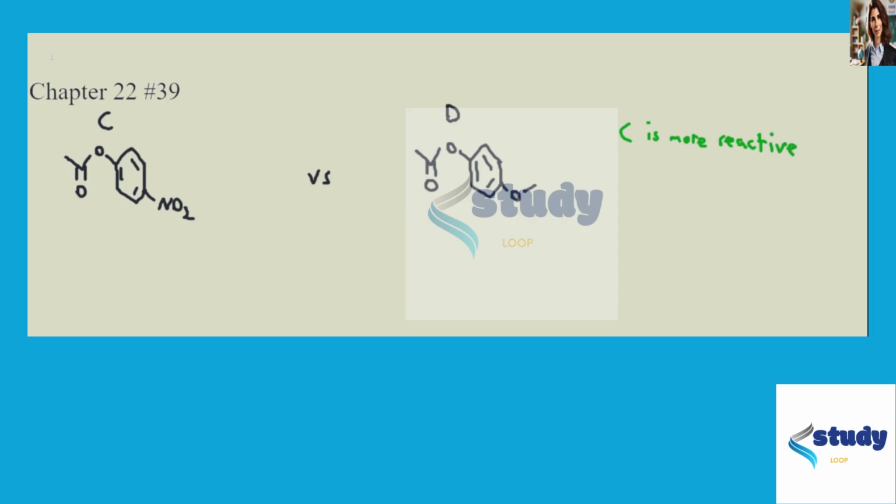C is more reactive. And basically, to figure out why, we need to look at what the leaving group in these molecules is going to look like. If we were to do the substitution reaction, we would end up with this as our leaving group.